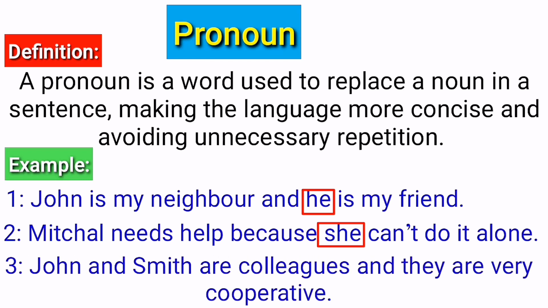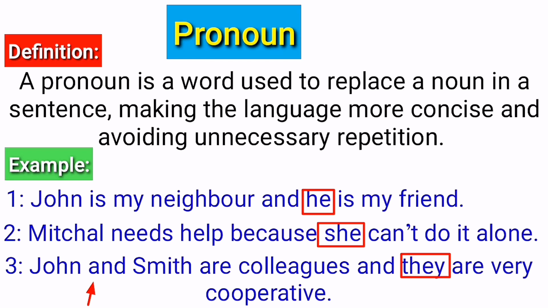John and Smith are colleagues and they are very cooperative. In this sentence the word they is a pronoun. It is used to refer to the nouns John and Smith collectively. Instead of repeating their names, the pronoun they is employed to simplify the sentence while conveying the information that both John and Smith are cooperative colleagues.